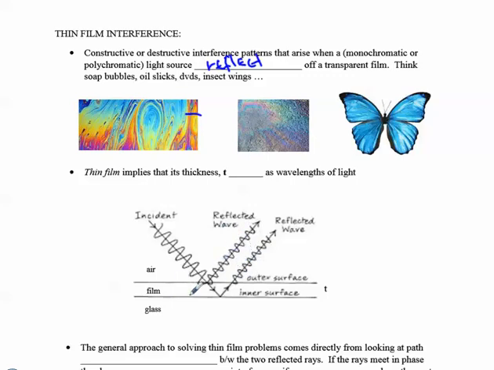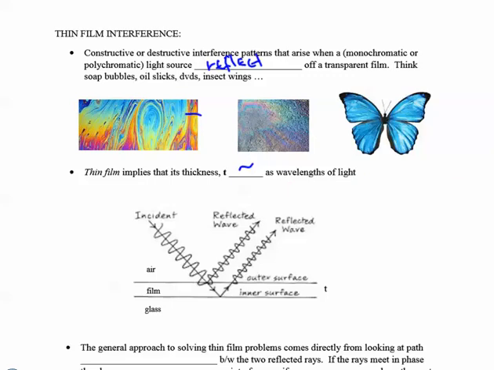The film part indicates the transparent medium. The thin is important because the thickness T is roughly the same order of magnitude as the wavelength of light. So this is not going to happen with a centimeter slab of glass placed over a surface. We're talking thicknesses that are in the order of tens or hundreds of nanometers, or a little bit more. We'll see that borne out with certain problems.